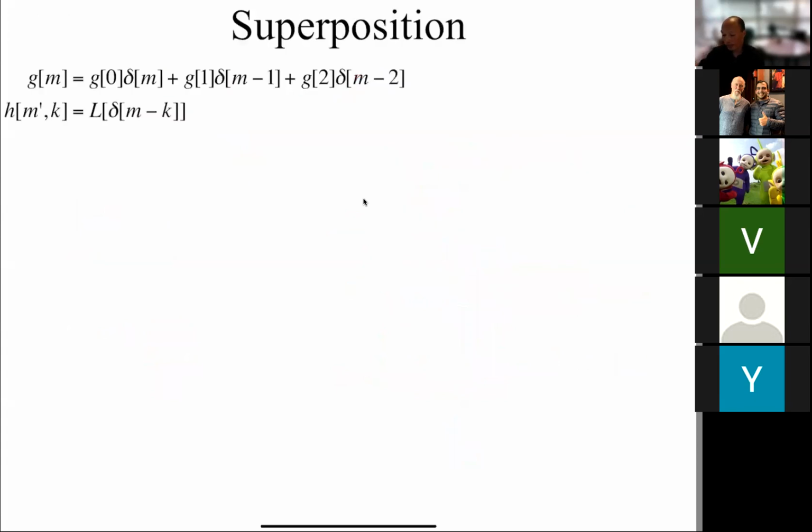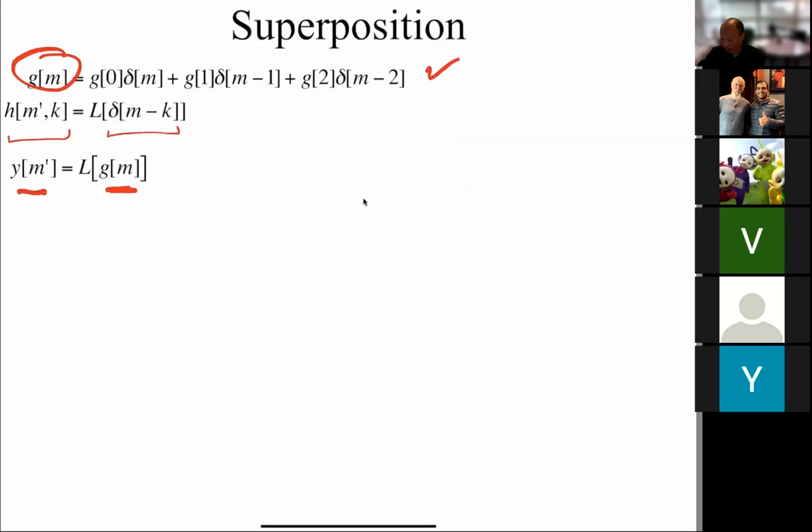Okay, so the next thing we're going to talk about is superposition, and we're just going to go through this relatively quickly in the interest of time. The point is that we've already said that we can write any function, let's say a 1D function g of m, as a weighted sum of delta functions. Now we can also define the impulse response to any shifted delta function by its impulse response h of m prime comma k. And now the question is, what is my response y of m to any arbitrary g of m?